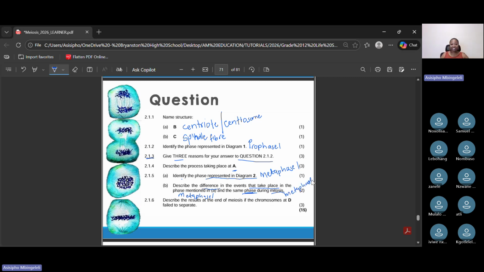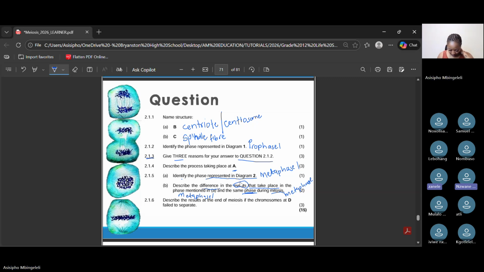So you are differentiating for us. Describe the difference in the events. What exactly are you focusing on? The events that take place in the phase that you've mentioned above, meaning metaphase 1, and the same phase during mitosis, which is metaphase. Tell me what's different there. Anyone? For 2 marks. Something with the equator. I'm listening.